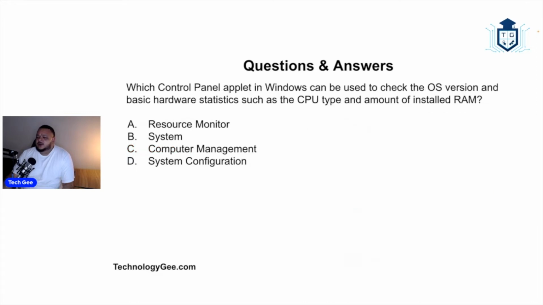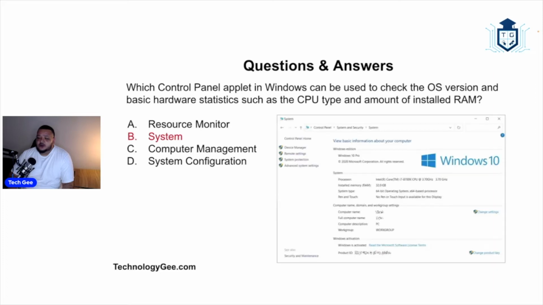Which Control Panel applet in Windows can be used to check the operating system version and basic hardware statistics, such as the CPU type and the amount of installed RAM? Would you find this information in the Resource Monitor, the System, Computer Management, or the System Configuration? So you want to know what operating system you're using, your CPU type, and how much RAM you have installed. You would find this in the System settings.